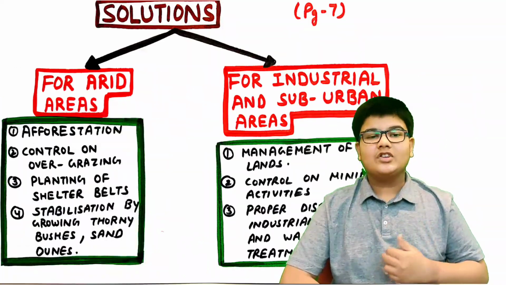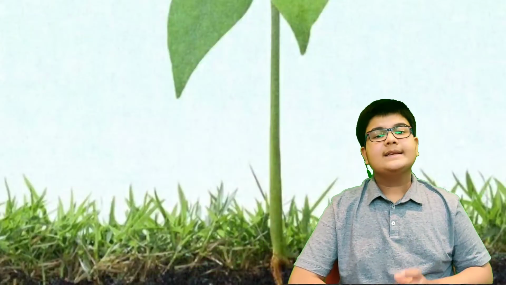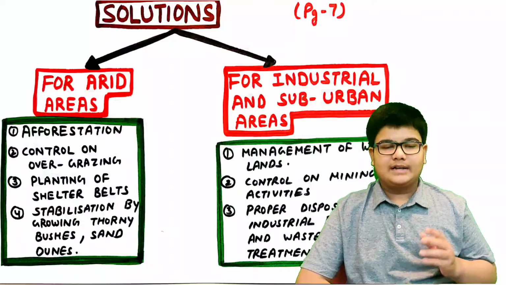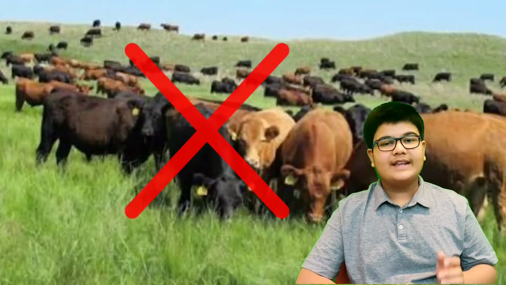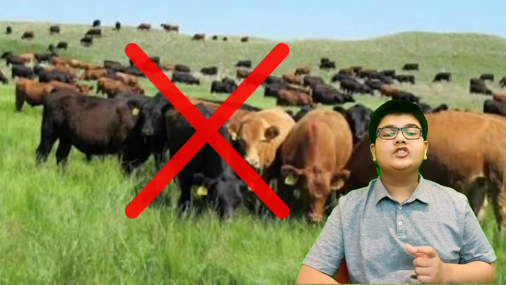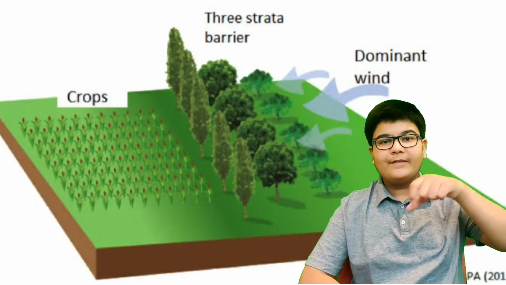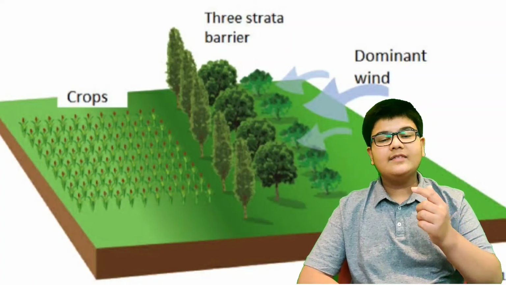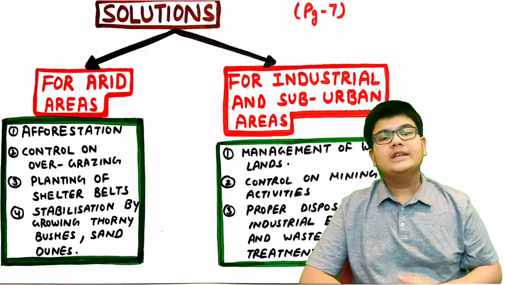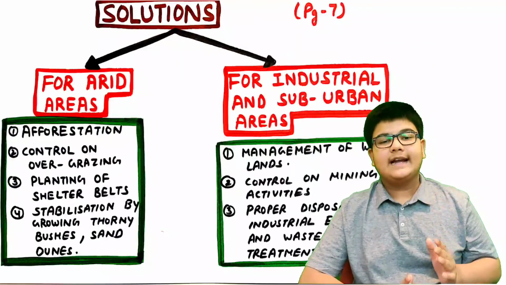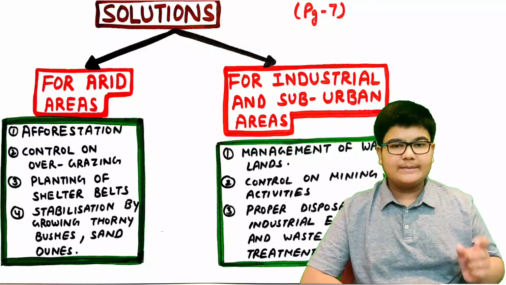So now let us see the solutions to this problem. So first is planting more trees, that is afforestation. Second, we should put a control on the overgrazing by the animals. Third, we should plant shelter belts. So shelter belts are basically rows of trees which are planted to prevent the flow of wind. And fourth, we should also stabilize the sand dunes by growing thorny bushes in them.